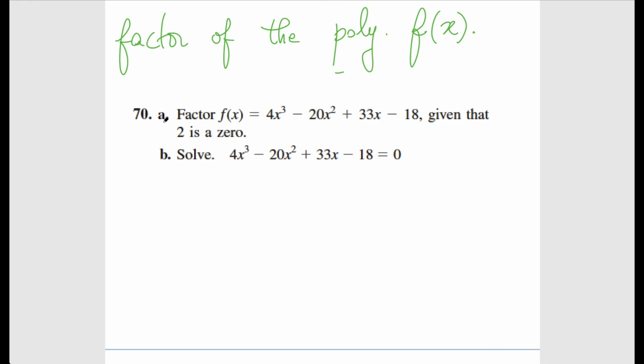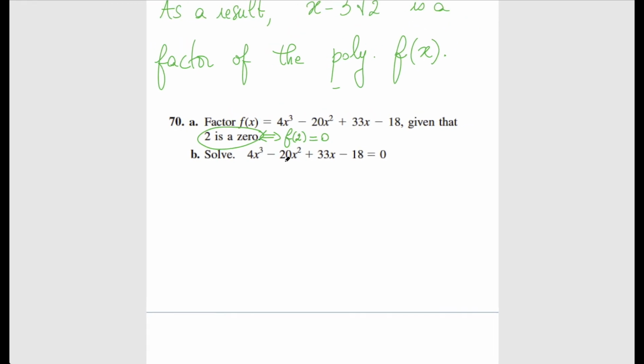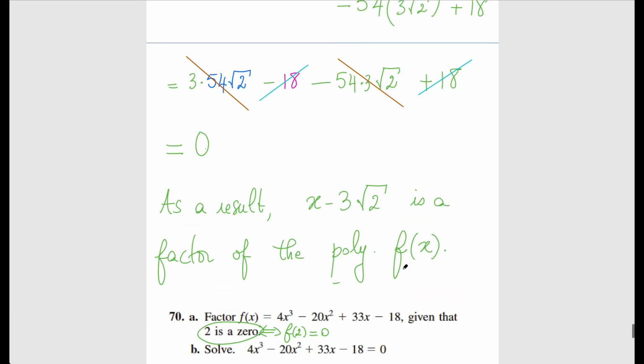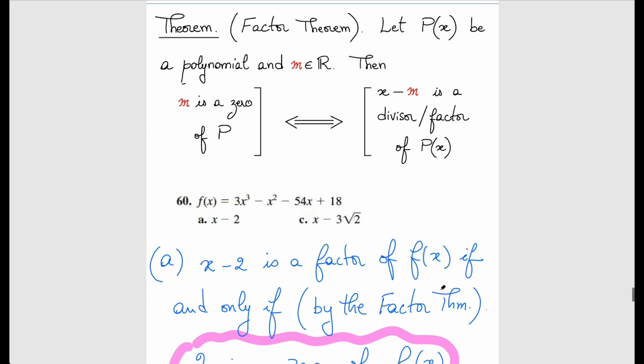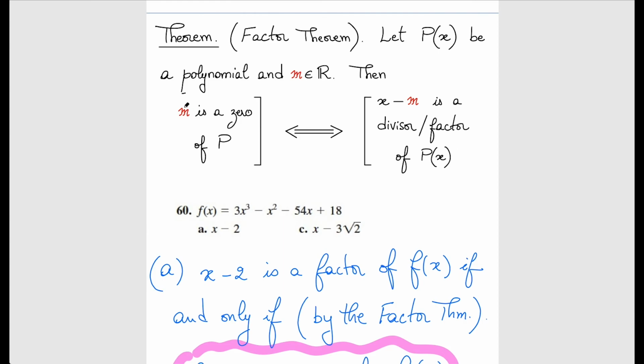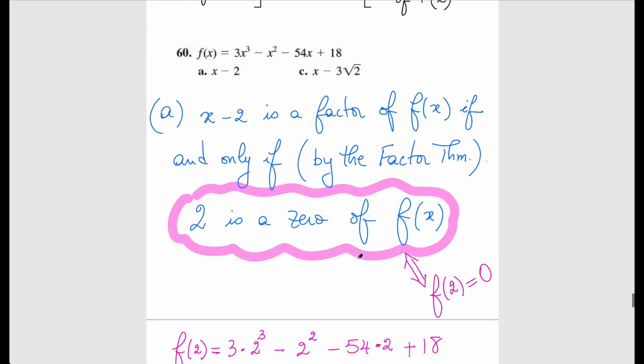Given that 2 is a 0, what does it mean that 2 is a 0? It means that f of 2 is equal to 0, right? Correct? So f of 2 is equal to 0. So 2 is a 0 of the function or a root of the function f. According to the factor theorem, because 2 is a 0 of the polynomial f in this case, then x minus 2 is going to be a divisor of f of x. Correct?